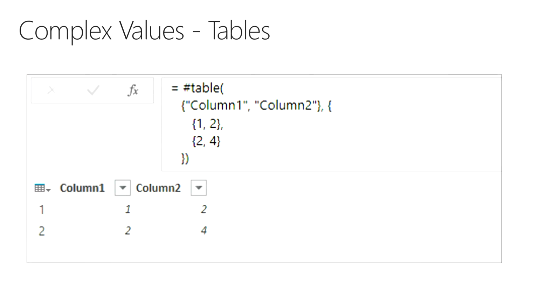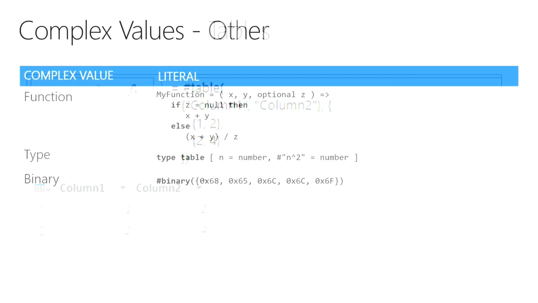And then tables. You can actually define tables with the #table constructor. The format of defining the table is the first parameter is a list of text fields that become the column names. And then you have a list of lists inside, with each list being the row values, right? So that's what it comes down to.